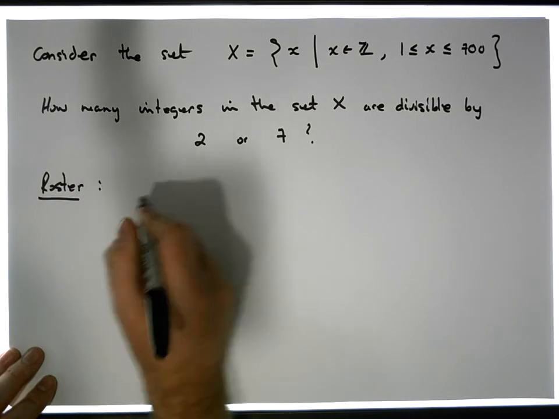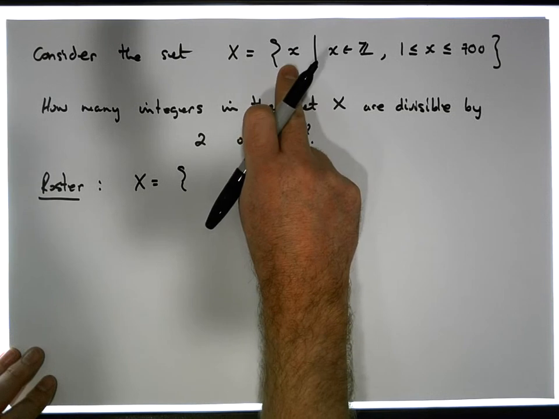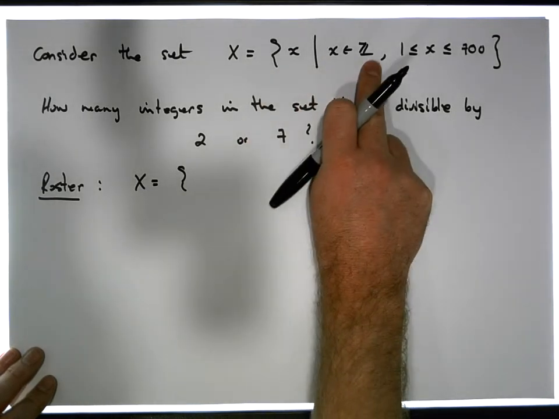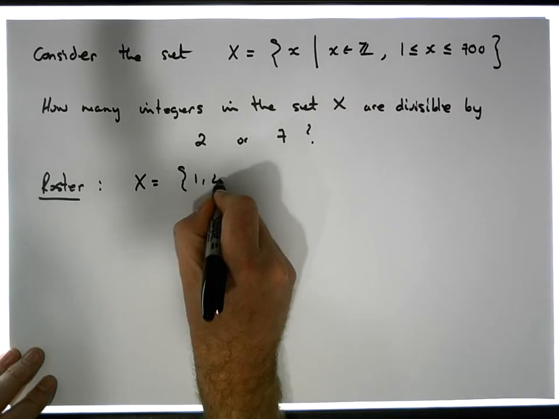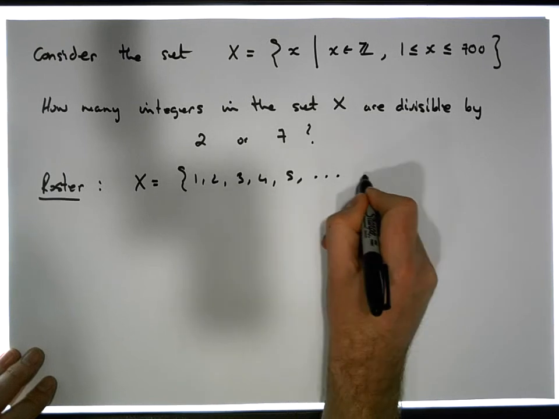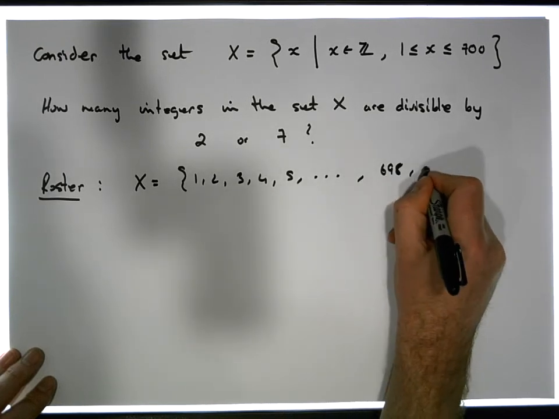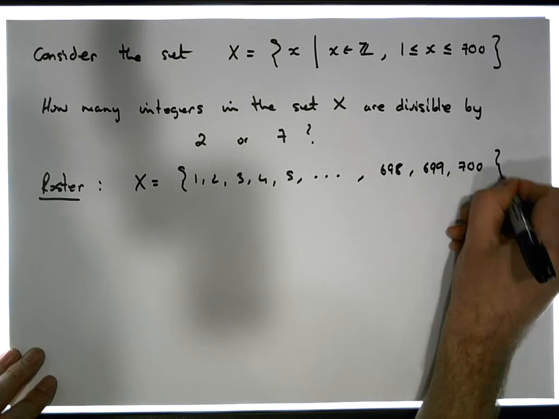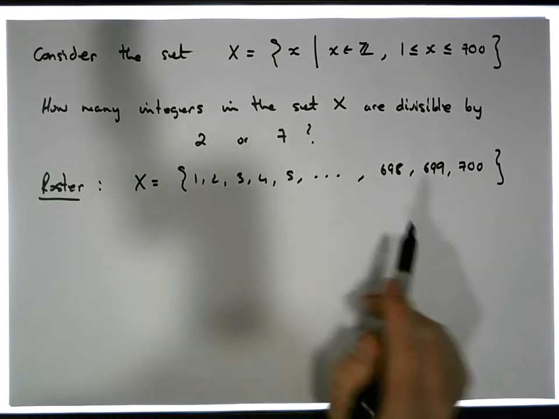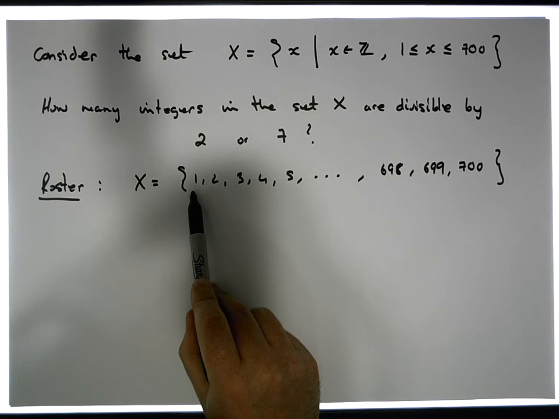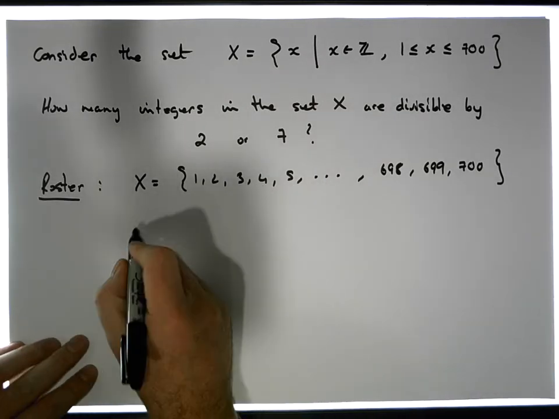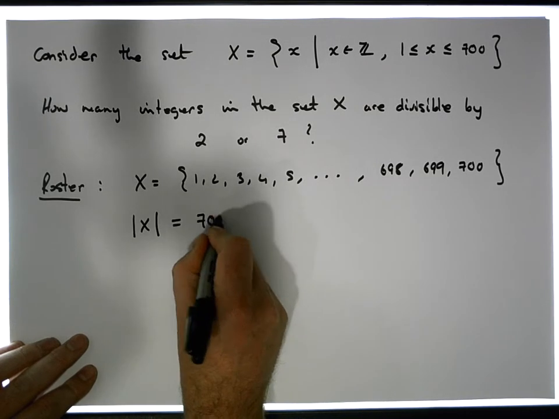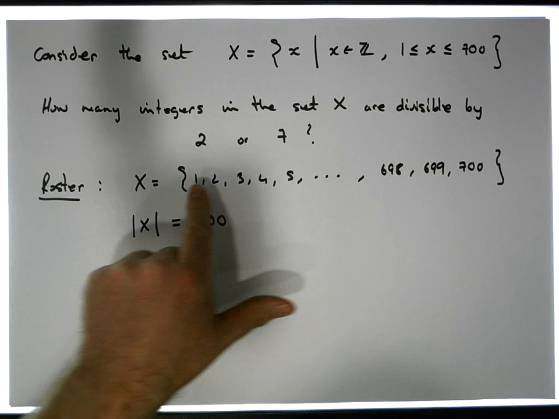In roster form, this set X is the set of values. The members have to be integers, bigger than or equal to 1 and less than or equal to 700. So we have 1, 2, 3, 4, 5, and all the way through to 698, 699, and 700. So we have a very large set. This set contains all the numbers from 1, inclusive of 1, and all the successors to 1, all the way through to 700. So actually, the cardinality of X is equal to 700. There's 700 members, and they're clearly listed here.